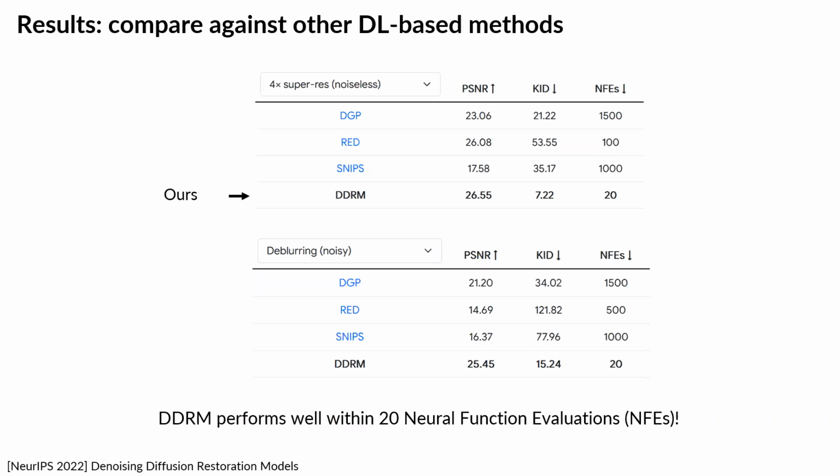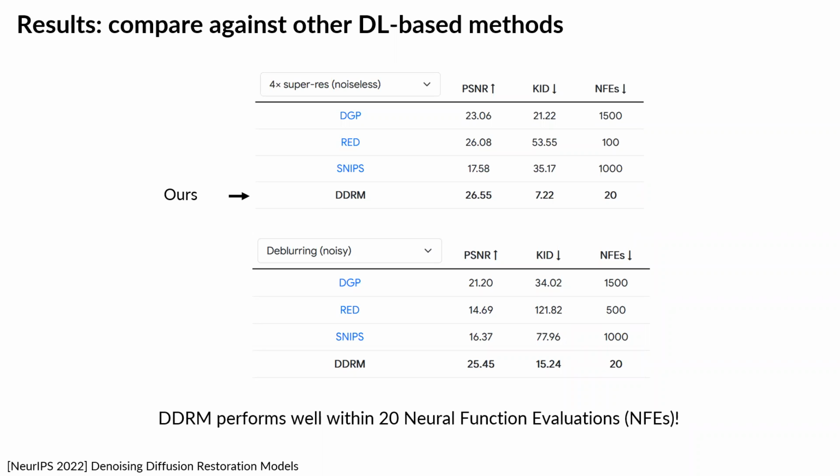And we also have empirical numbers that support the claims. Our method DDRM is on the bottom row, and we are comparing these metrics. PSNR is just the peak signal to noise ratio. KID is an image distribution metric, very similar to FID, the Fréchet Inception Distance. And NFE is basically how many iterations I need to run this algorithm before I stop. As you can see, our algorithm achieves better numbers in these metrics, as well as needing far fewer iterations.